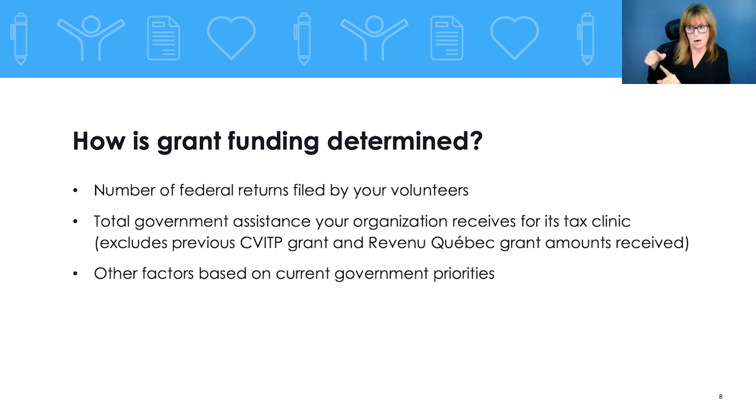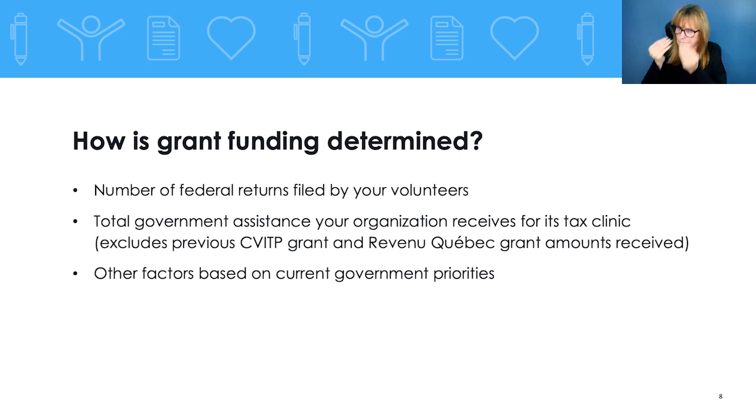The second factor is the total government assistance your organization receives. This is the total federal, provincial, territorial, and municipal funding received by an organization for running a free tax clinic. All grant applications must disclose this amount. We take this into account during the funding calculation.